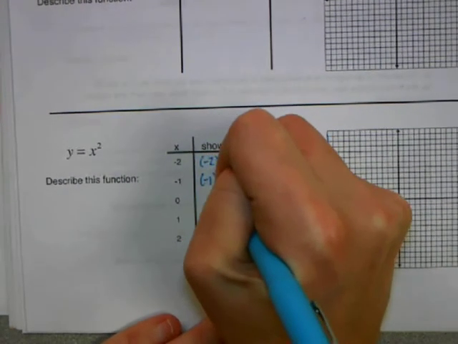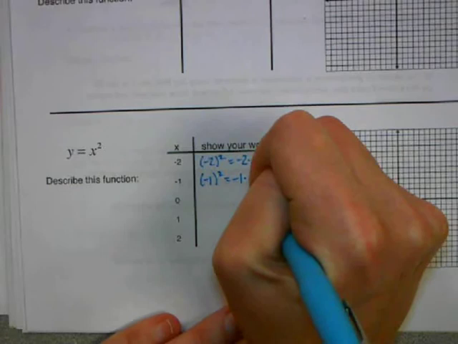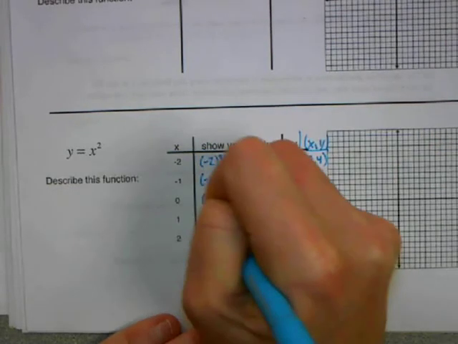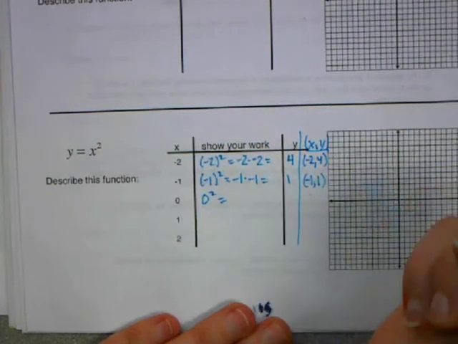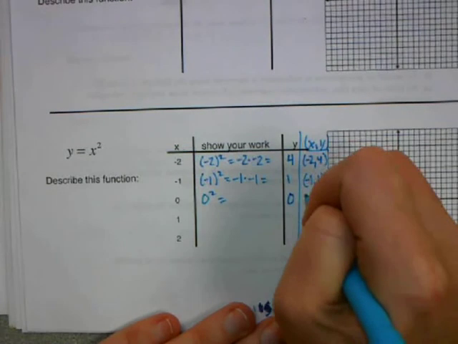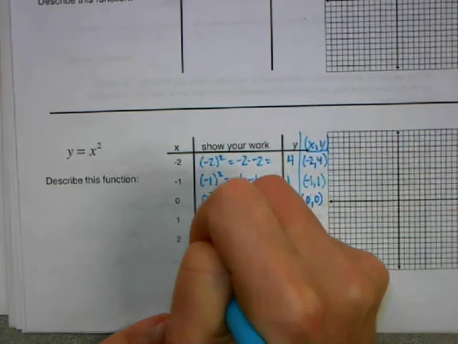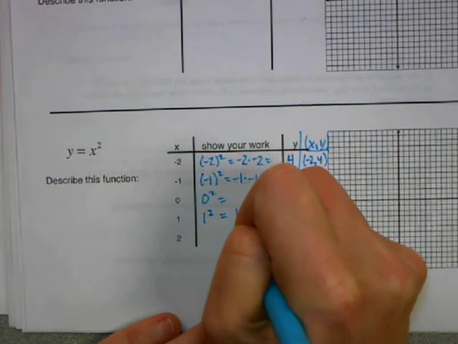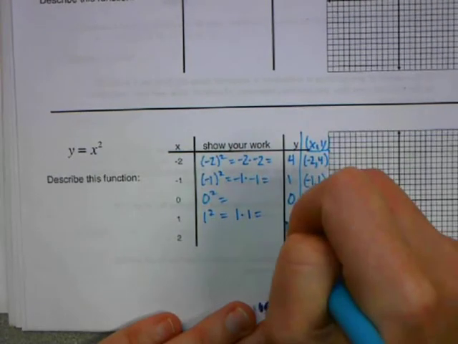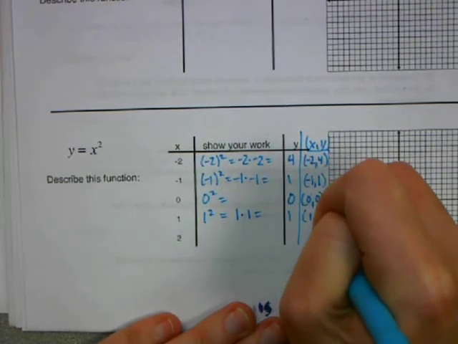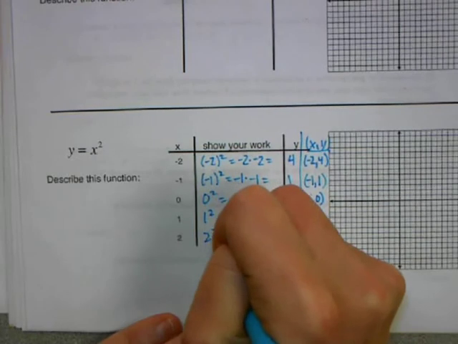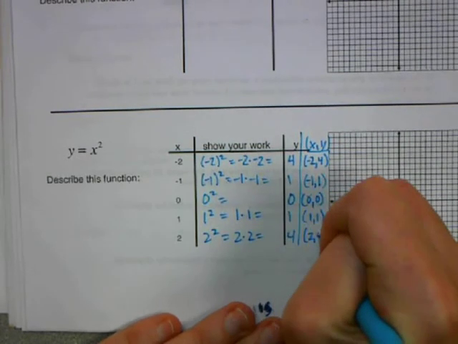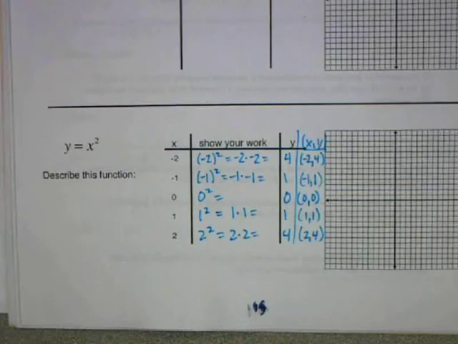So negative 1 squared equals negative 1 times negative 1, which is positive 1. So that's negative 1, 1. Anything times 0 is 0, so I'm not even going to bother with the 0 times 0. I know I have 0 here. 1 squared, you don't need the parentheses, or you can have them. It's 1 times 1. There's no negative sign, so we don't have to worry about that. So that's 1, 1. And 2 squared is 2 times 2, which is 4. So that's 2, 4. So go ahead and plot those out.